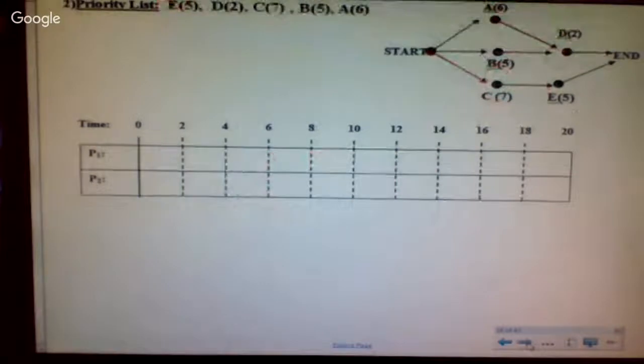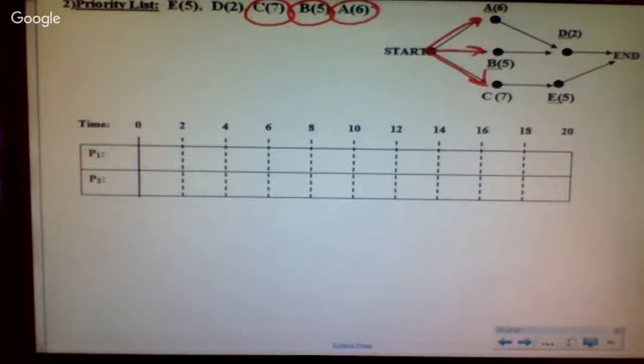Okay, let's take a look at that same graph, but this time I've changed your priority list. Now I want you to try to do E first, D second, C third, B fourth, and A fifth. What's available straight from the start? A, B, C. So we're going to start with C.